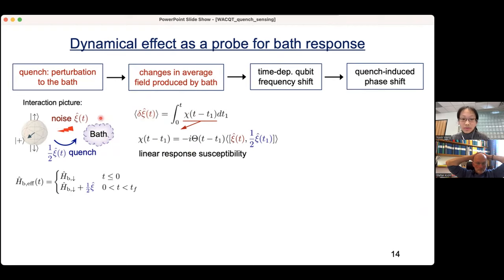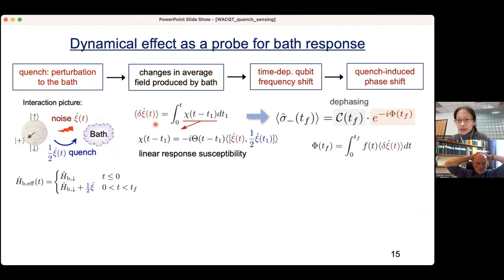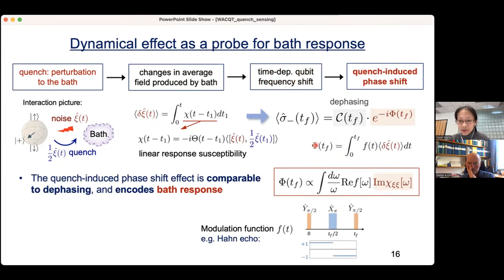Now, because of the qubit-bath coupling, this small change in the average of the bath noise operator also induces a time-dependent frequency shift on the qubit. So if we integrate this frequency shift over time, we will see that the net effect of this quench term during the sensing protocol is given by an additional quench-induced phase shift on the qubit. We can also explicitly derive the quench-induced phase shift and show that it is directly connected to the imaginary part of this linear response susceptibility function. Note also that this quench phase shift depends on this f of omega function, which only depends on the details of the qubit control pulses. What this means is that, again, by choosing different qubit control pulse sequences and measuring the quench-induced phase shift effect, we can use this formula to back out the response properties of the bath.